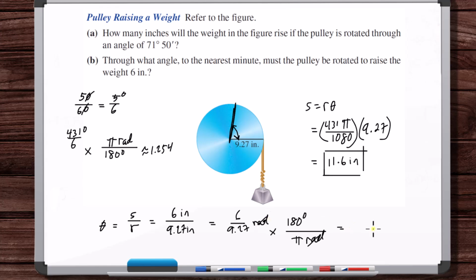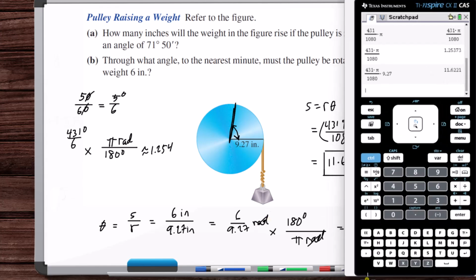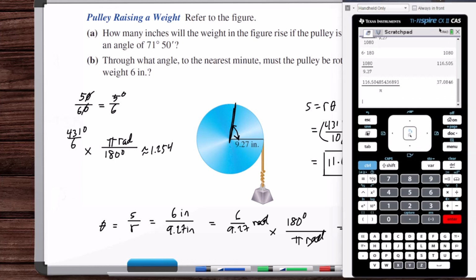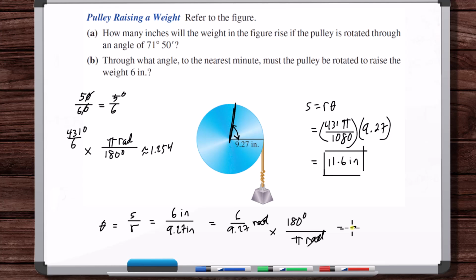So now we're in degrees. 6 times 180 divided by 9.27 divided by pi. So 37.0846 degrees. Okay, now they want this to the nearest minute.